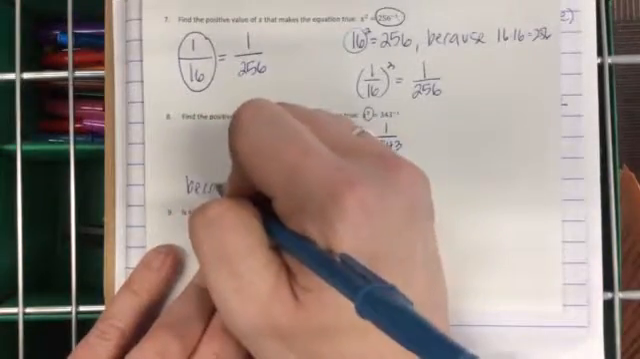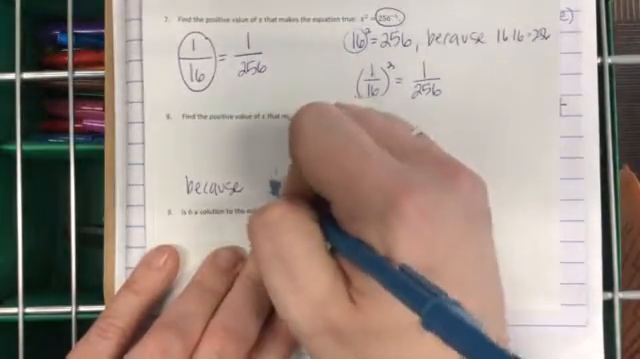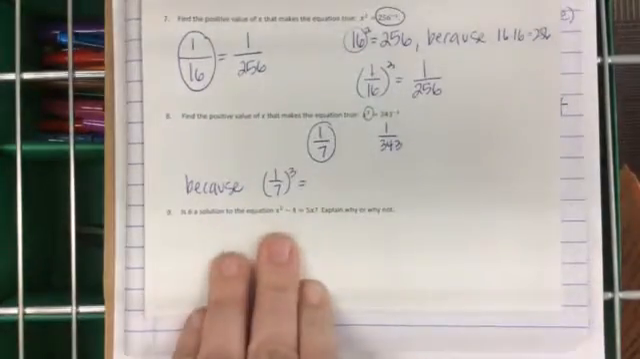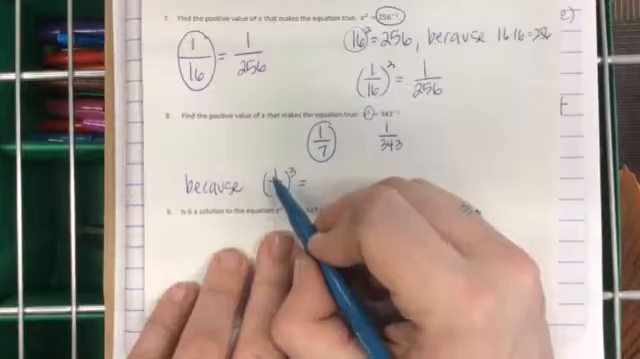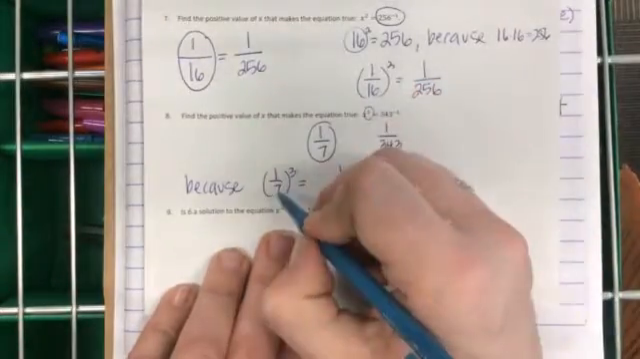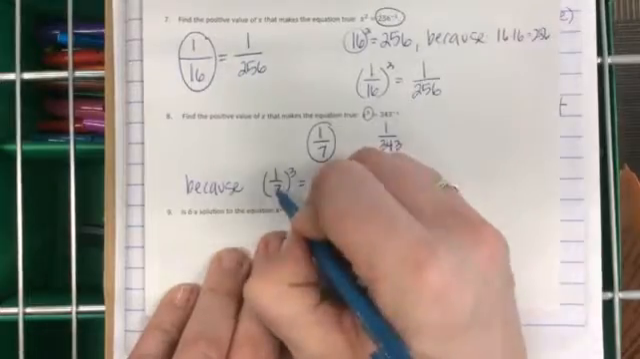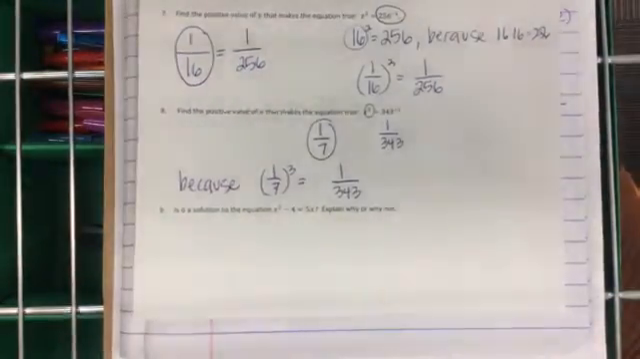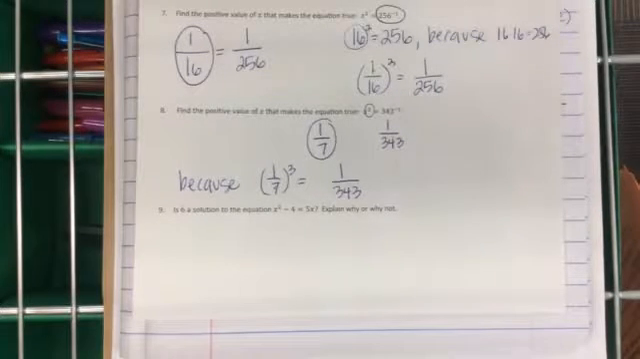Because 1/7 to the third power, what's 1 times 1 times 1? What's 7 times 7 times 7? 343. Right?